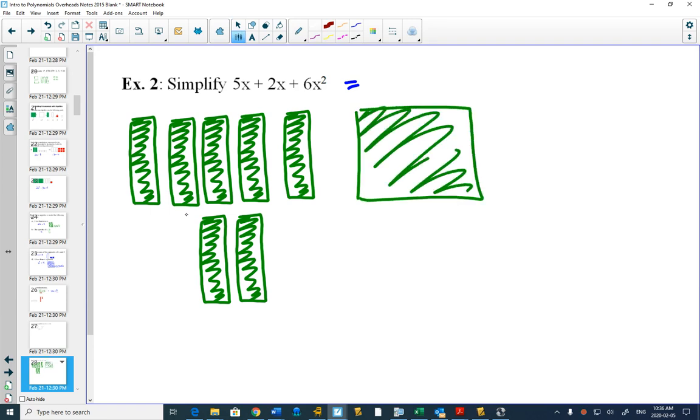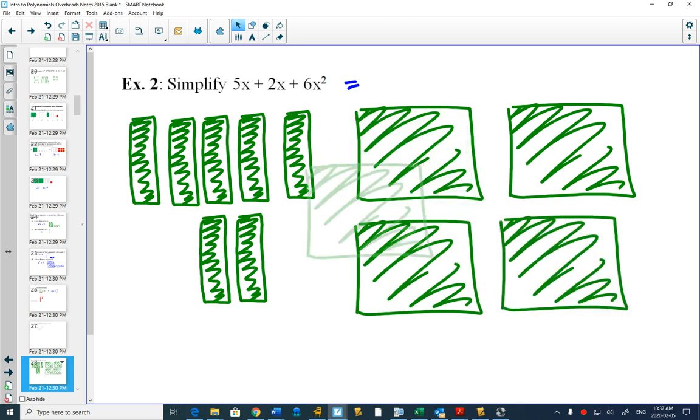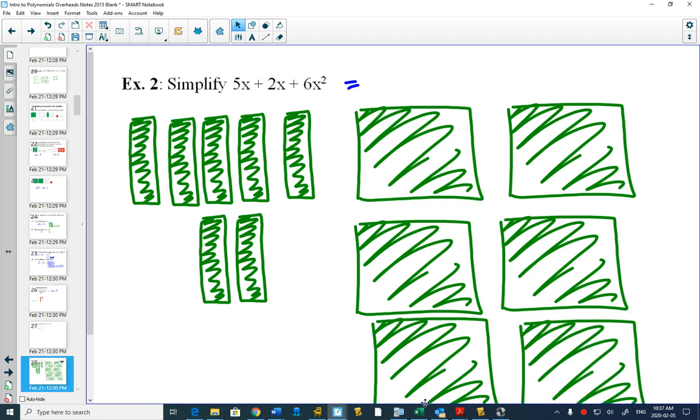X squared's the big one, shaded in. And I have 2, 3, 4, 5, 6 of them. That's drawing it out. In total, if we look at it, what do we have? If I gave you just the drawings and you told me, well, how many do you have? Would you agree that you would still say, I have 6x squareds? Yes. How many x's would you tell me you have? 7.